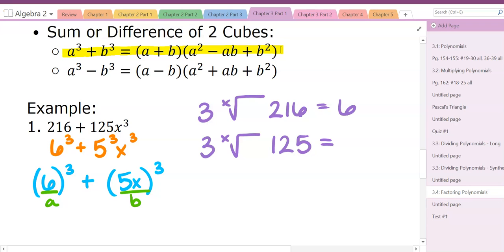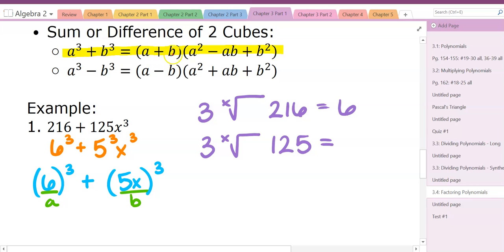Now that you know what your A and your B are, it's a little bit easier to write out the rule, because anywhere up in that rule where you see the letter A, I'm going to put in the number 6. Anywhere you see the letter B, I'm going to put in a 5x. You following me? So I'm going to take those terms, 6, because that was 6 to the third to get to 216, and 5x, because that got me 125x to the third. I'm going to replace A and B with those terms now.